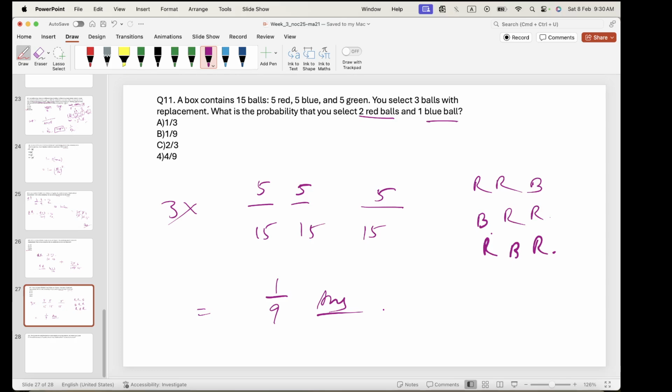Now, had these red balls been distinguishable, then we would have had some more combinations. But for now, we'll consider that this red and this red are not different, they are the same.